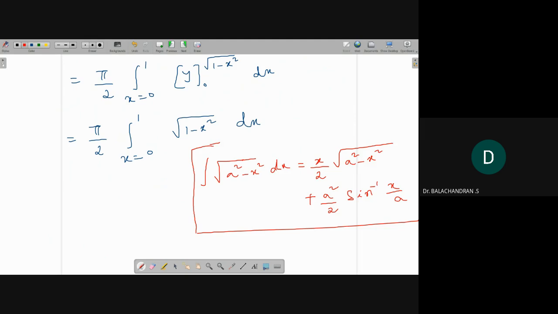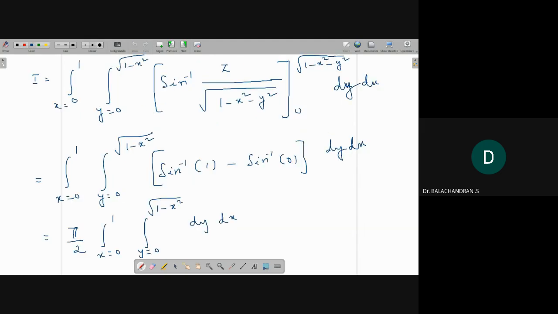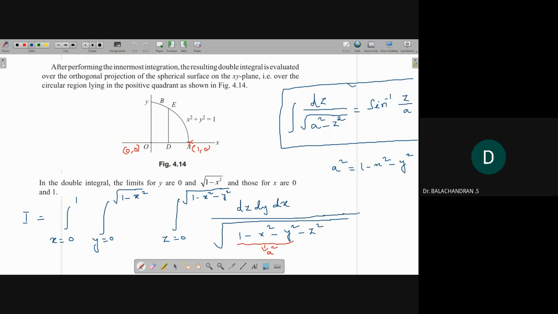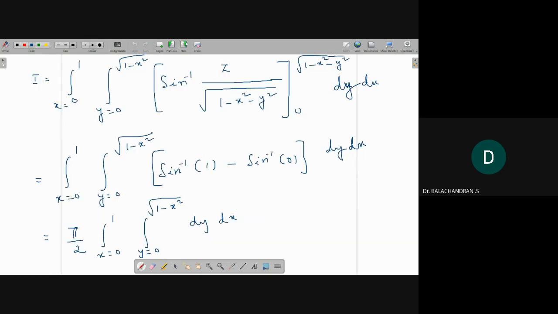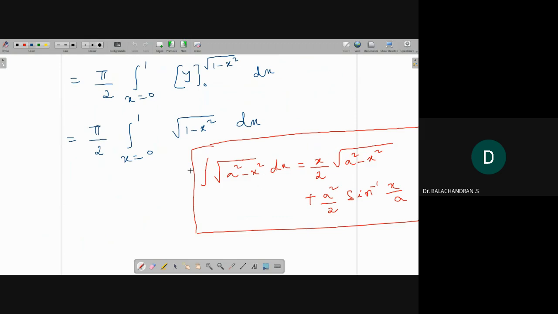I think you studied these results in the plus 1 or plus 2 level. If you don't know this result, you can write only the first step, and you cannot proceed to the second step. So first you should know these results. Please refer to your plus 1 or plus 2 book, or you can check on the internet.